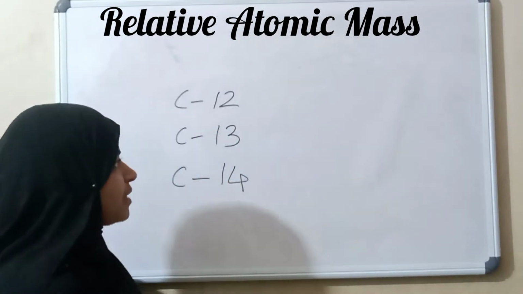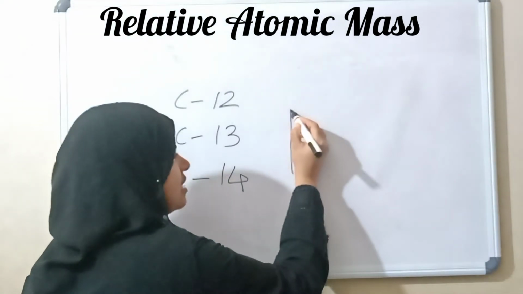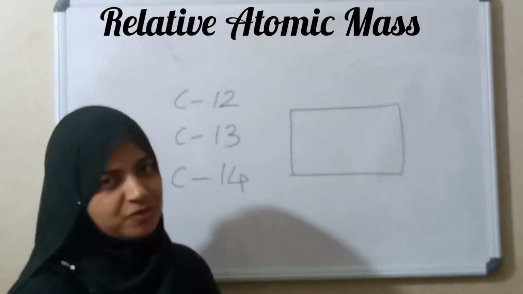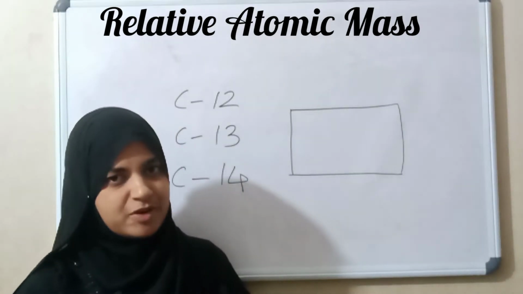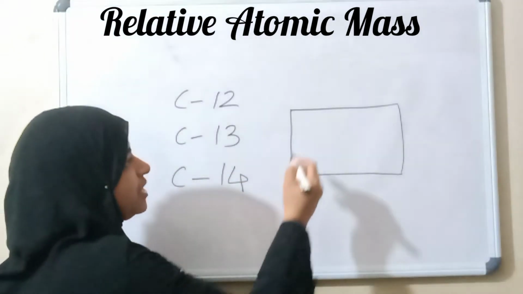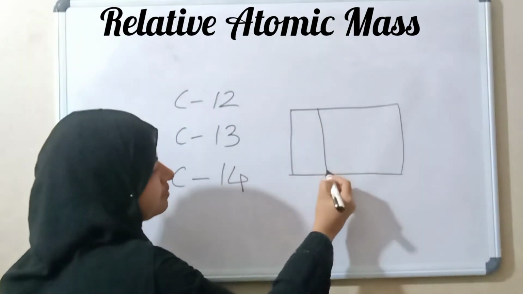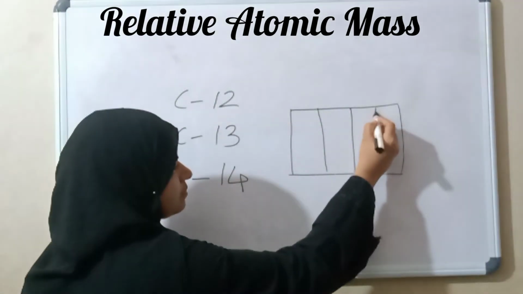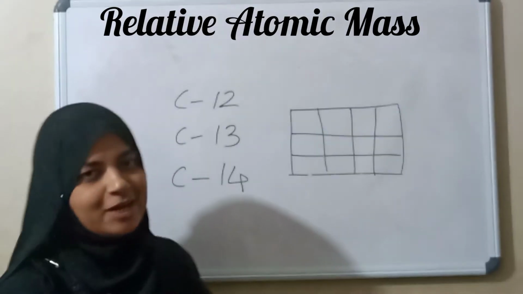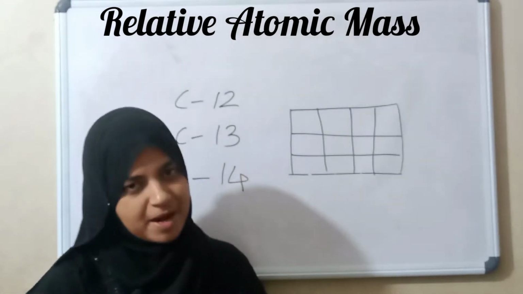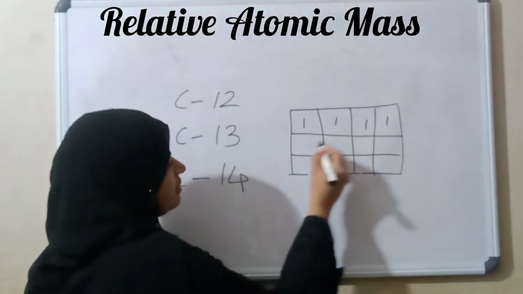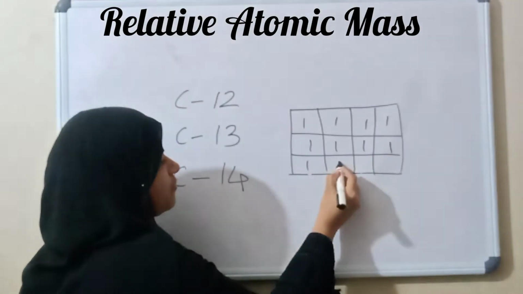For example, carbon 12. Suppose this is the atomic mass of carbon 12. Atomic mass of carbon 12 is 12. This atomic mass is equally divided into 12 parts. Therefore, each part is 1, 1, 1, etc. There are 12 units of 1.